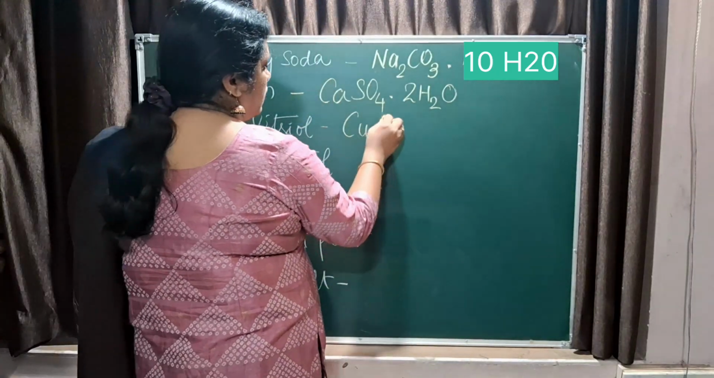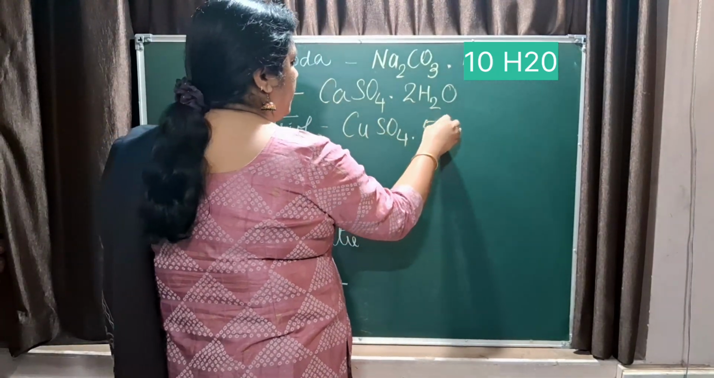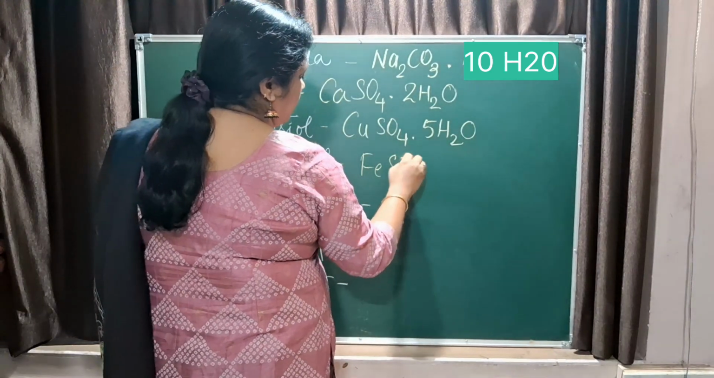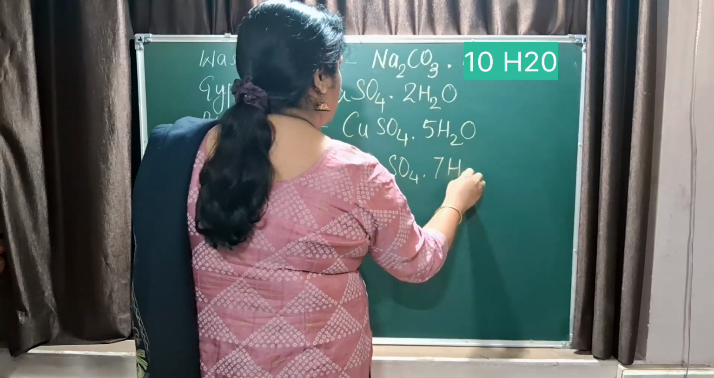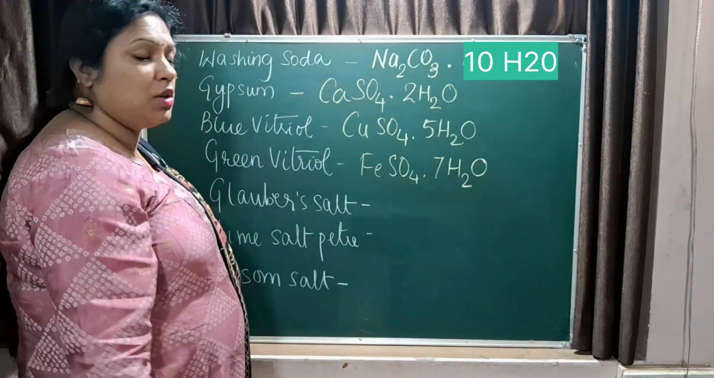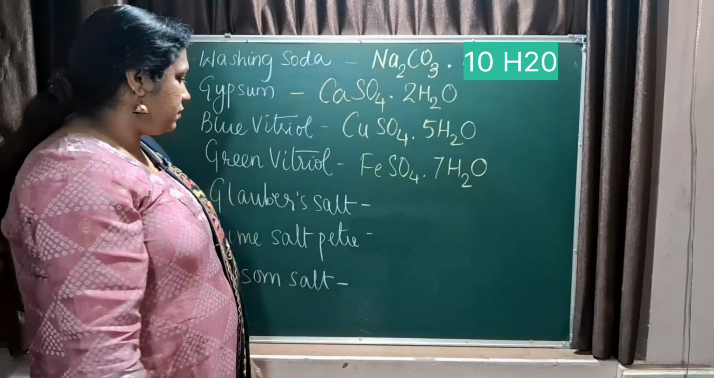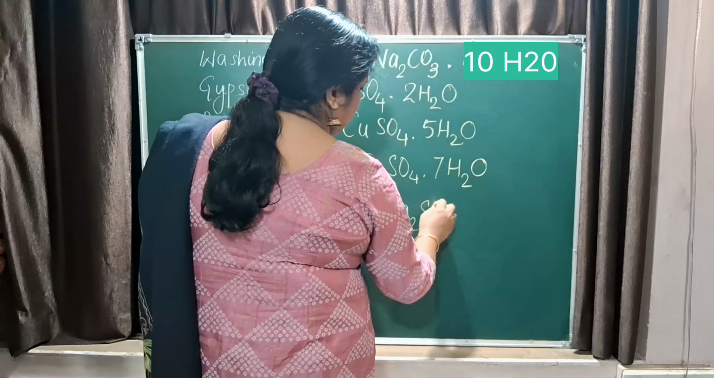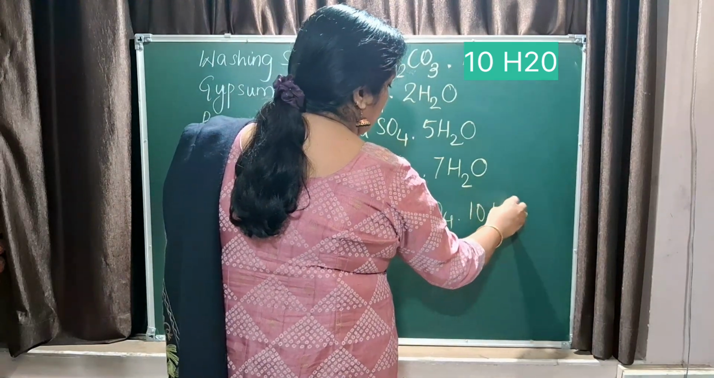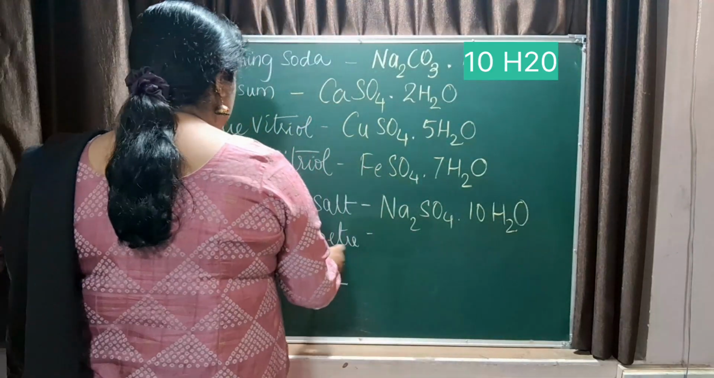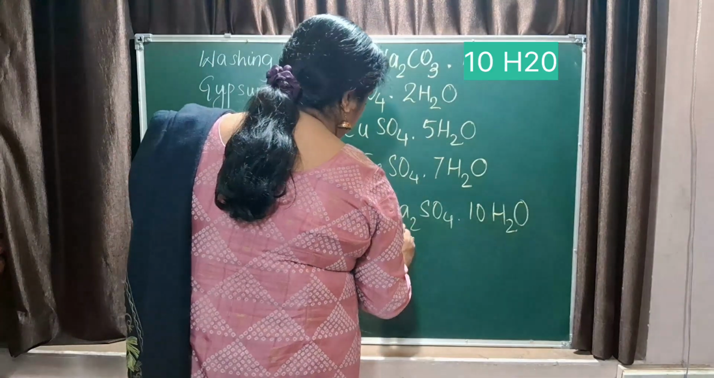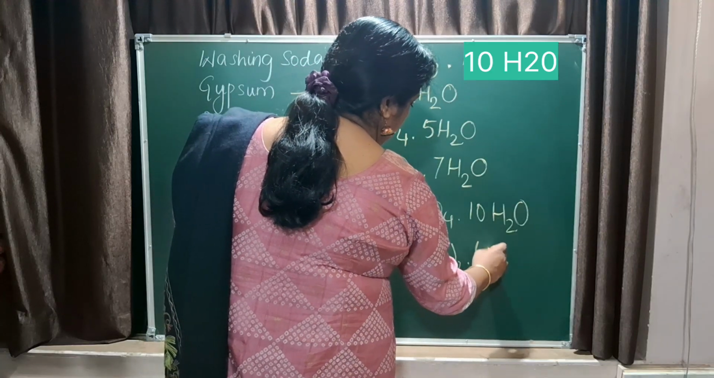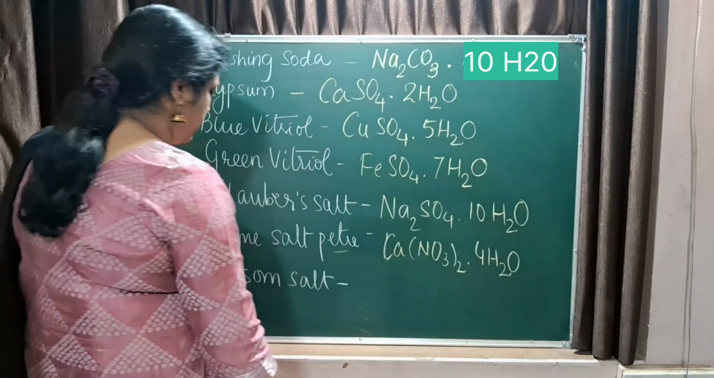Blue vitriol is copper sulfate pentahydrate. Green vitriol is iron sulfate, and that is 7 molecules of water of crystallization, heptahydrate. Okay. Glauber's salt is sodium sulfate decahydrate, meaning 10 molecules of water of crystallization. Lime saltpetre, it is calcium nitrate, 4 molecules of water of crystallization.